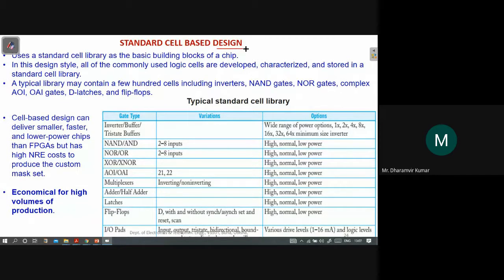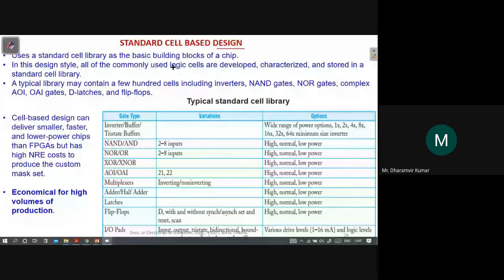Standard cell based design. Here we do the designing of an IC by using some standard cells or some basic building blocks from a library. The library is present, and it contains the basic building blocks which may be used for designing a big circuit. The library contains all the components which may be required for designing a particular circuit.